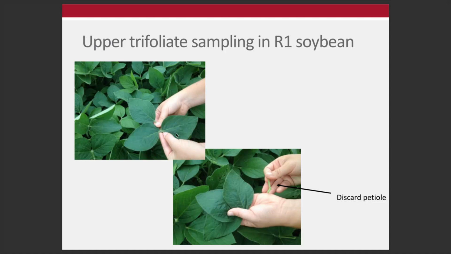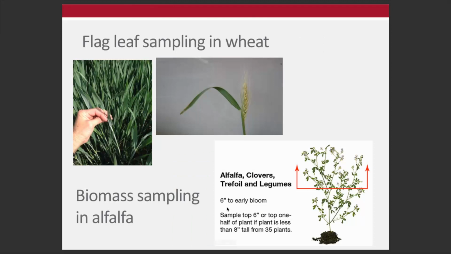We take this nutrient-rich petiole and discard that, and we submit this for analysis to the lab. We're never just going to sample one tiny thing. We're going to sample multiple plants and try to get some kind of representative sampling. For wheat, we would do the same thing, but we would do flag leaf.